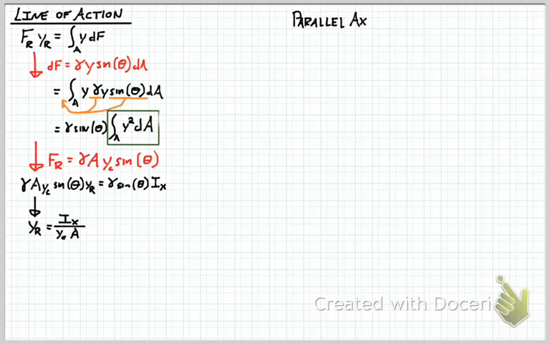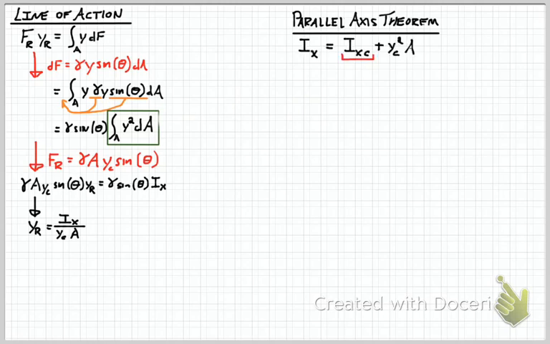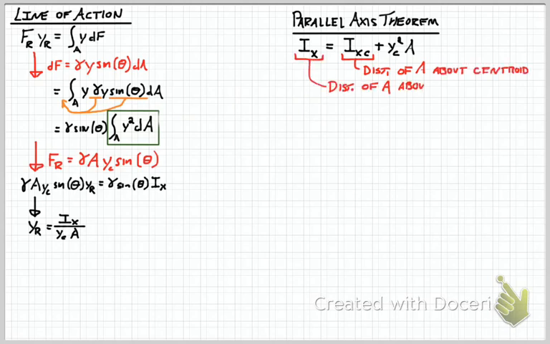We can also think about this problem in terms of what's known as the parallel axis theorem. And the parallel axis theorem relates the moment of inertia about the centroid to the moment of inertia around any other axis. Formally, that parallel axis theorem is written like this, where the distribution of the area around the centroid can be corrected based on yc squared times A. That gives us the distribution of A about any axis of our interest.